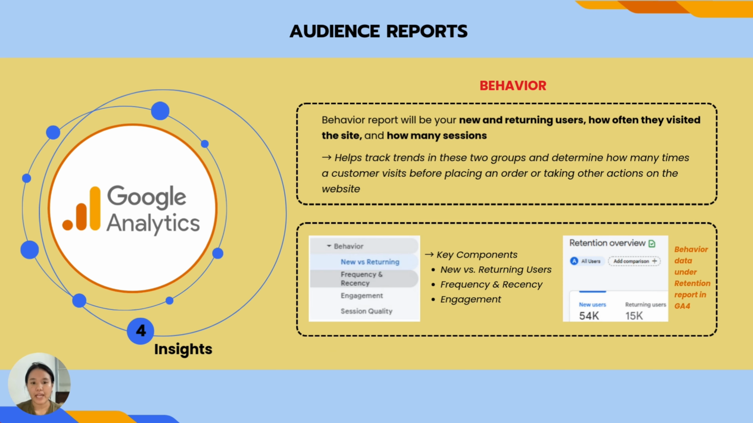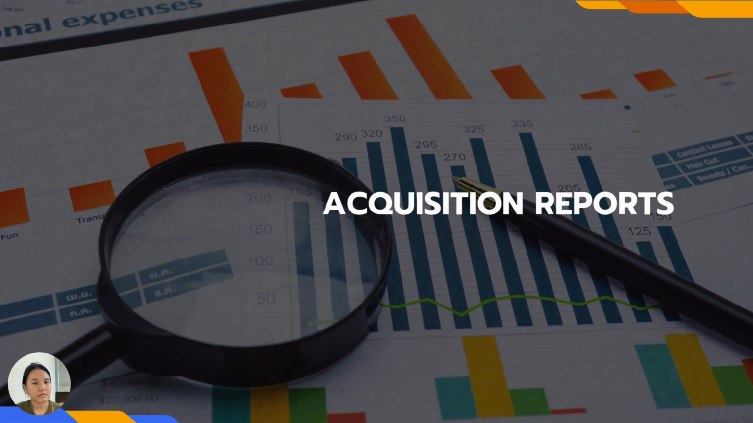Next, we talk about behavior. This section reviews loyalty and visit frequency. For example, if users typically return 3 times before making a purchase, remarketing becomes essential. Or if returning users buy after an email newsletter, then retention campaigns are working well. And that is the audience report. Let's go next to acquisition reports.